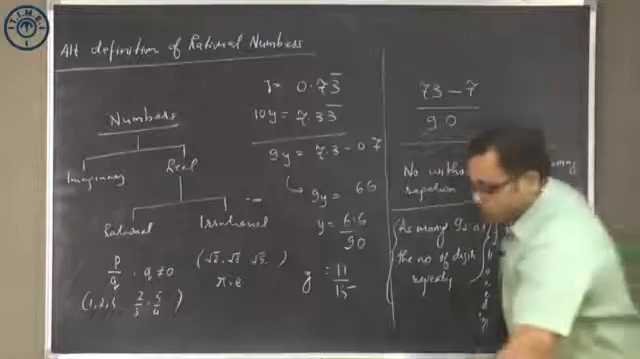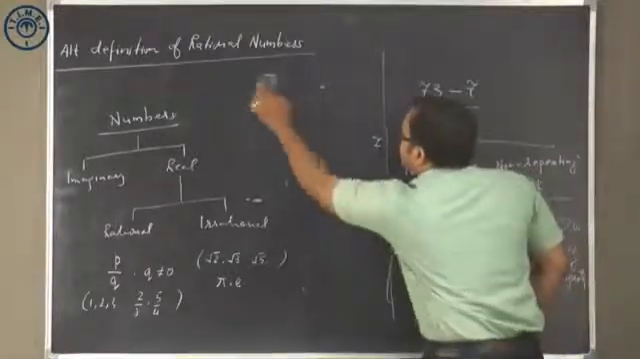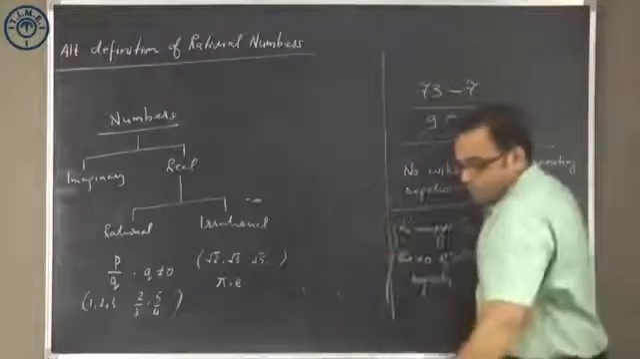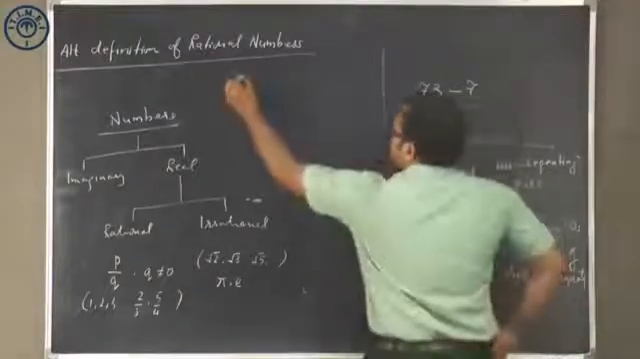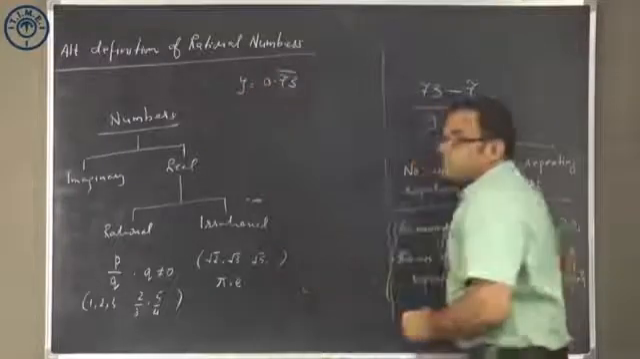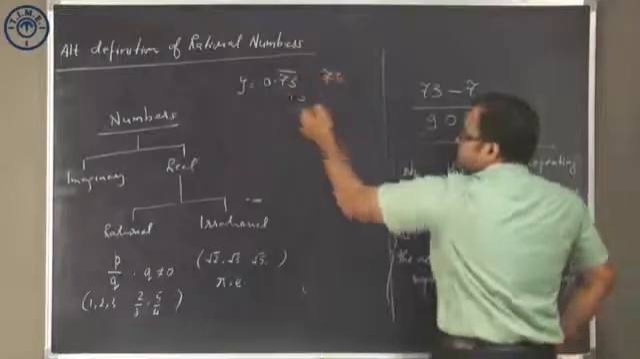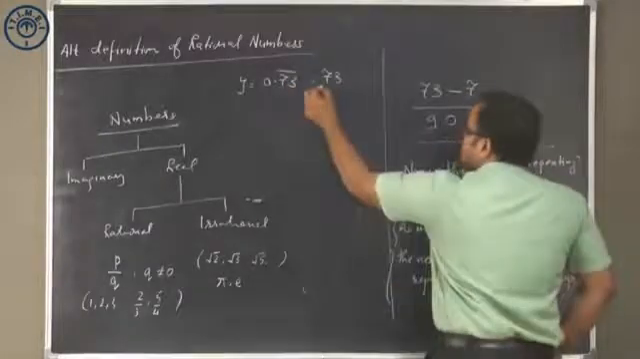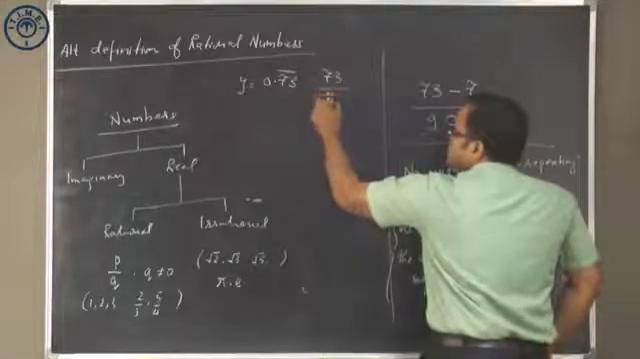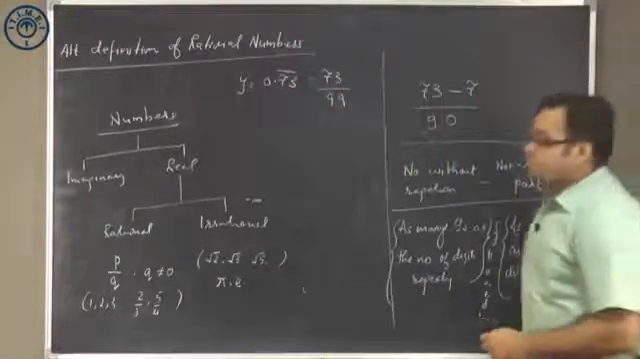Let's take a couple more examples. Let's say y is equal to 0.73, where 73 has a bar. This will become 73 minus, there is nothing that is not repeating, so nothing is required there. There are 2 digits repeating, so there will be two 9s here. So this is equal to 73 upon 99.